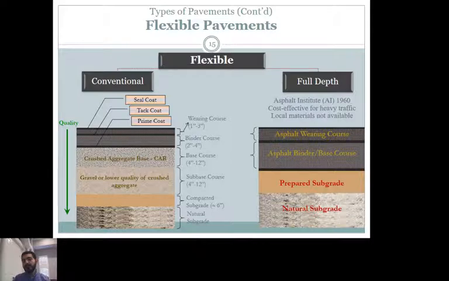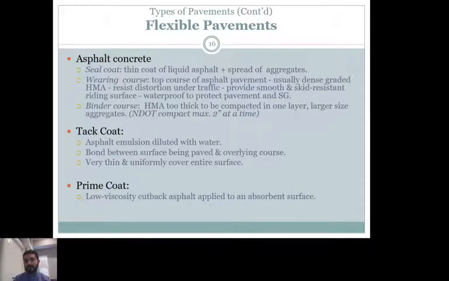Typically, the full depth one will be more expensive, but it will last longer compared to the conventional mix. Back to the conventional mix, we have a prime coat, we have a tack coat, and we have a seal coat. What's the difference between the three of them? Before we get into this, I need again to explain the seal coat.